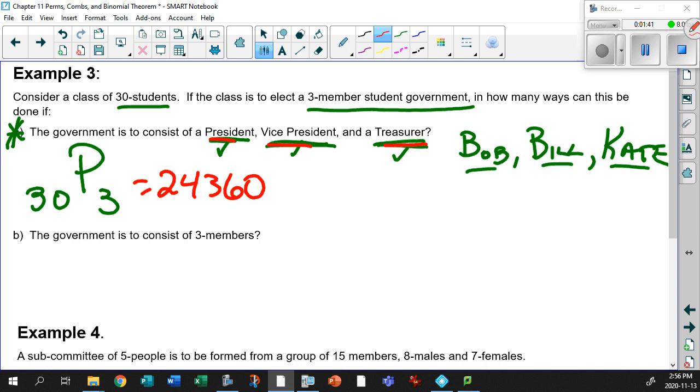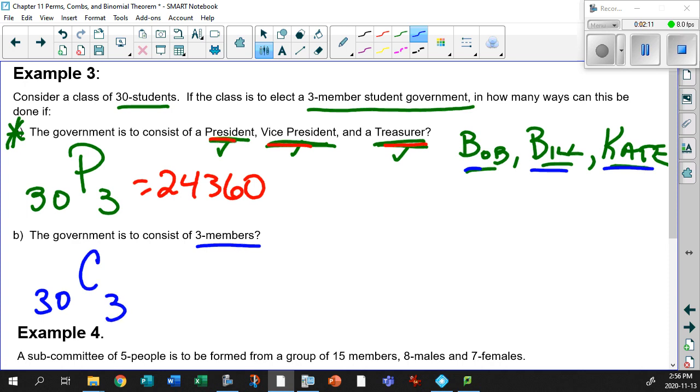But now, if you're just picking an overall committee of 3 members, and you don't care if they're going to be president, vice president, or treasurer, you're just looking at these guys being a small committee of 3 members, okay? Then you have to realize the order doesn't matter. So as long as Bob, Bill, and Kate are on that committee, you're good. So you're going to have fewer choices. This, in fact, is going to be a combination. 30 members, you're going to choose 3 members to be on that committee.